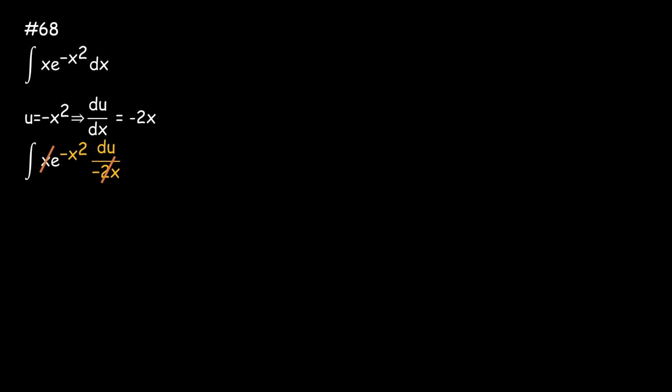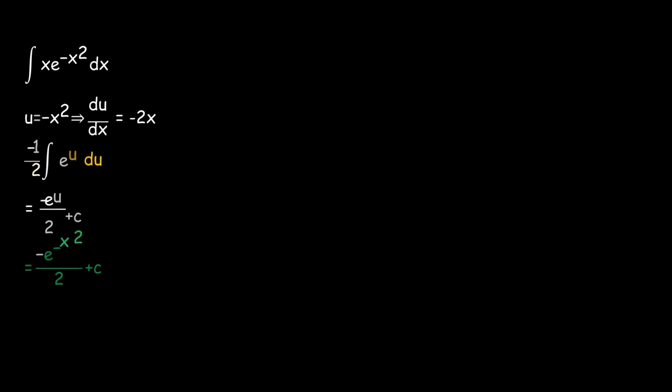Okay, now we're going to have to take out the constant, which is negative 1 over 2, like this. And we have to integrate e to the power u du, easy peasy. And we will get negative e to the power u over 2 plus c. Replacing the value of u again, you have negative e to the power negative x squared over 2 plus c.